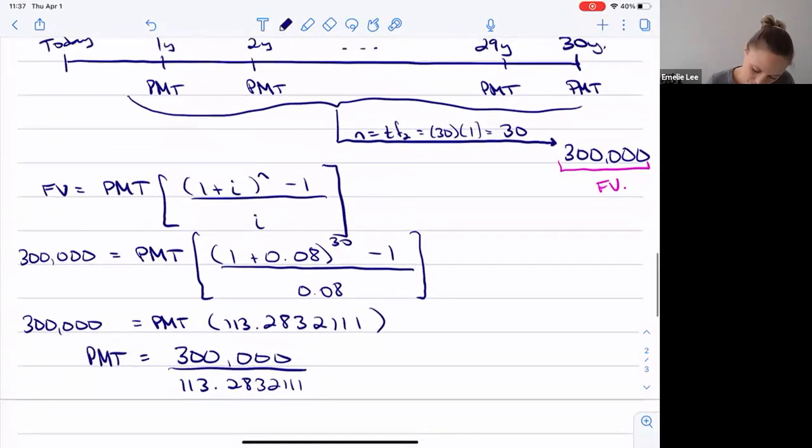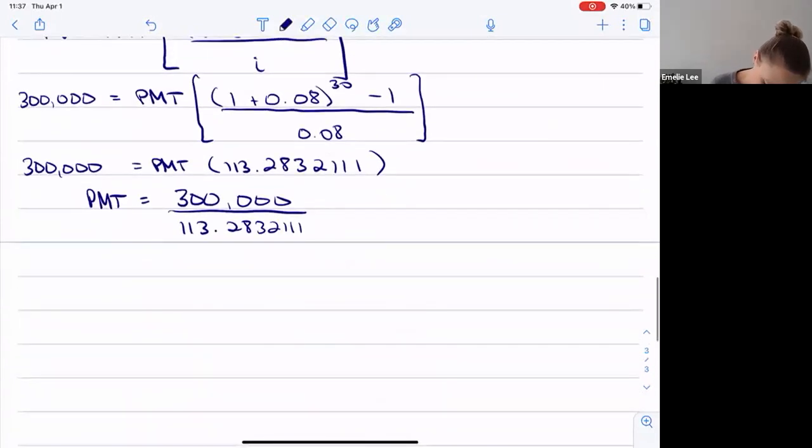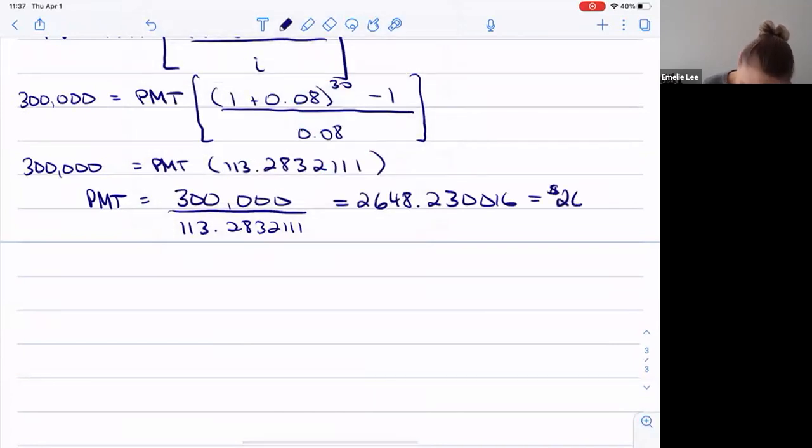So, I'm trying to keep it on the same page here. This is going to be, and I don't like writing across the page, but otherwise this question's like 2 lines on the next page. $2,648 and 230016, which is 26.48 23 pennies because it's a payment amount.